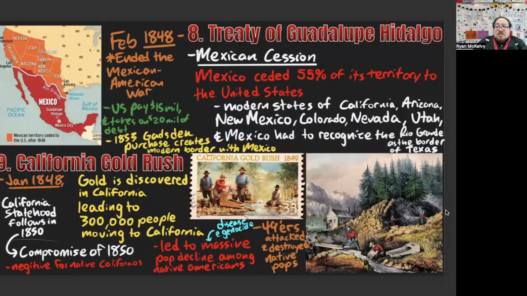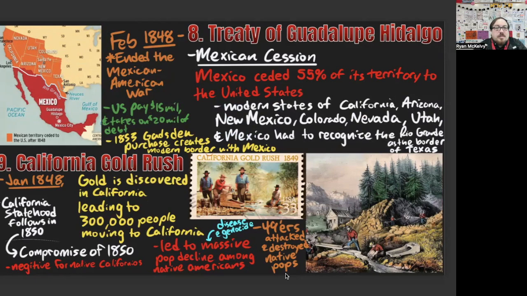The treaty that will end the war is known as the Treaty of Guadalupe Hidalgo. It is signed in February of 1848. Mexico will give up 55% of its territory, which is the modern day states of Nevada, California, Utah, Arizona, New Mexico, and of course the current border of Texas. We will also basically pay them a bunch of money, about $15 million, and take on some of their debt.